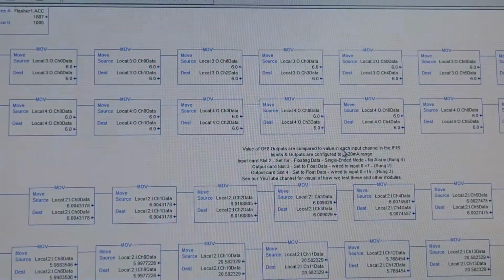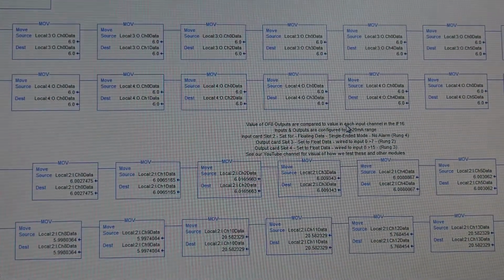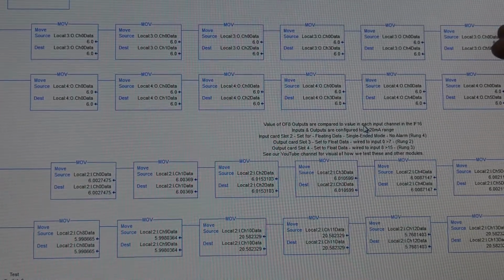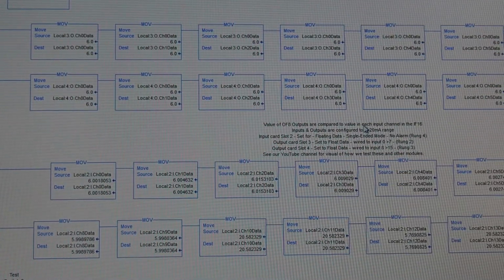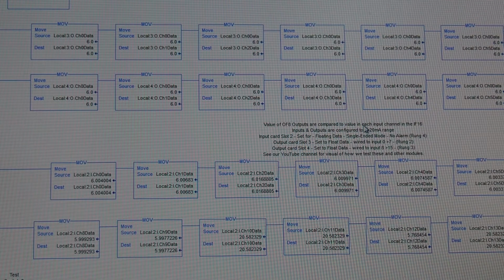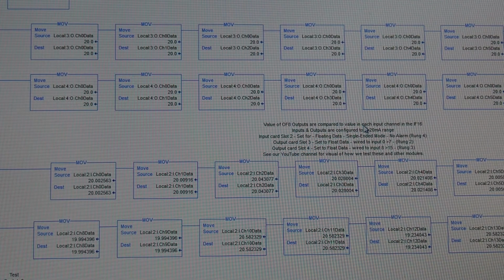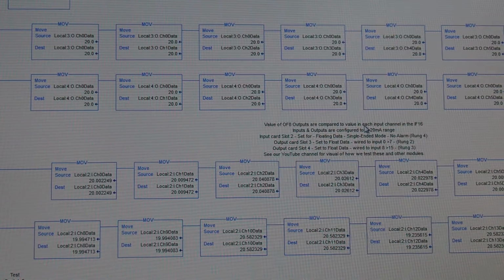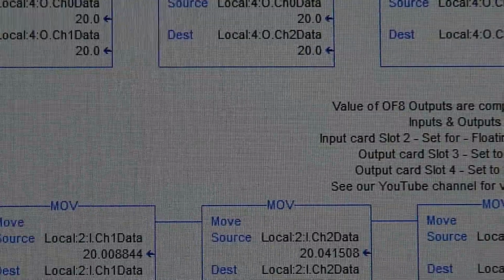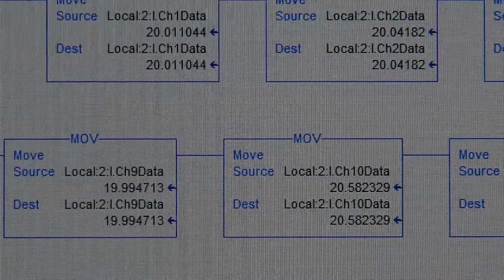And as you may remember from the other video, these are our two output cards feeding into our one input card on all 16 channels, single-ended, all with the same setups. So, we are currently at an output of 20 milliamps. Now, the cards for the outputs are good. Everything's saying the same. So now let's have a look at the inputs.